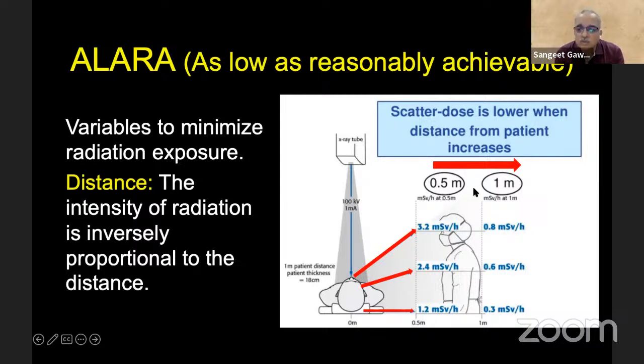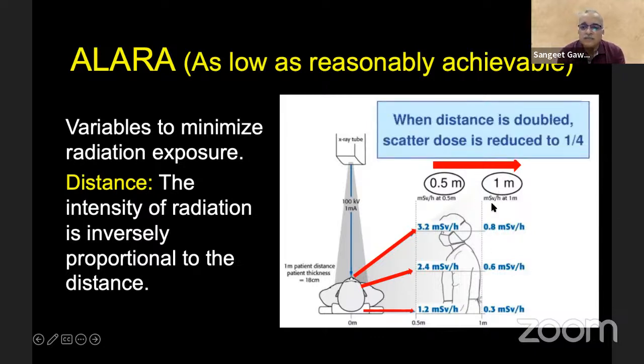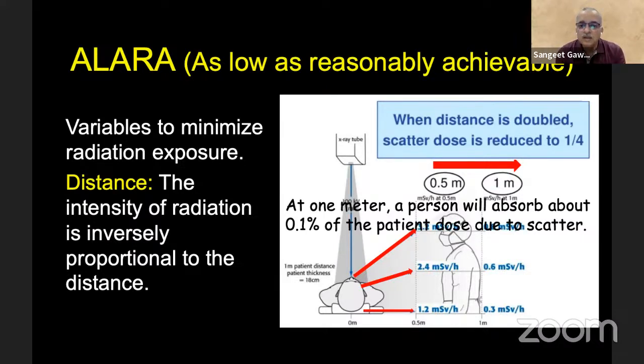And this you can reduce if you are standing at 1 meter distance. So it becomes almost 1/3. At 1 meter, you can reduce the dose significantly. So 1/4 the dose of the scattered radiation will be reduced if you are standing at a distance of 1 meter from the patient to avoid receiving the scattered radiation. At 1 meter, a surgeon will absorb about 0.1% of the patient dose due to the scattered radiation.